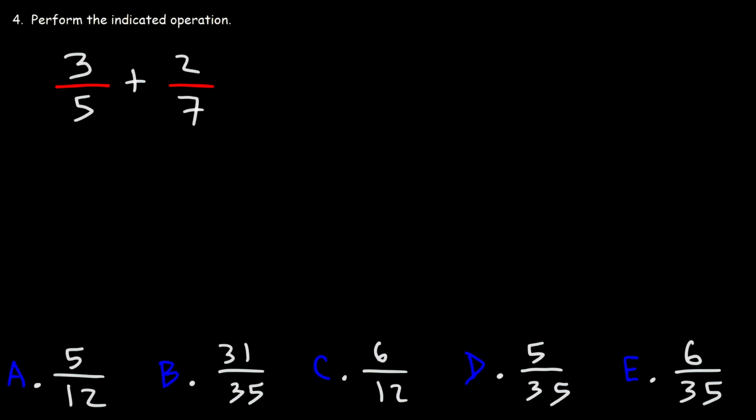Number 4, perform the indicated operation. So how can we add two fractions with different denominators? In order to add the two fractions, we need to get the same denominator. A simple way to do this is to multiply the first fraction by the other denominator, or by the denominator of the second fraction. So we're going to multiply the top and the bottom by 7.